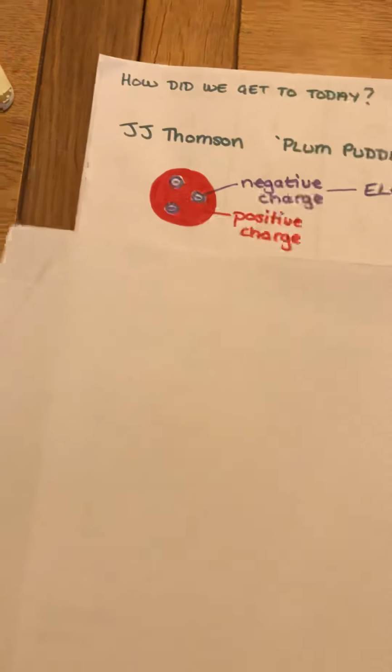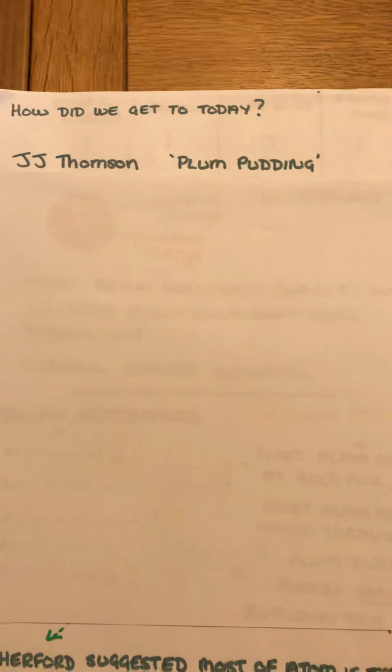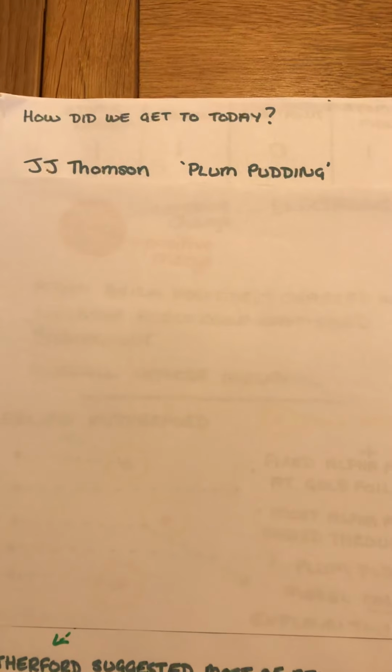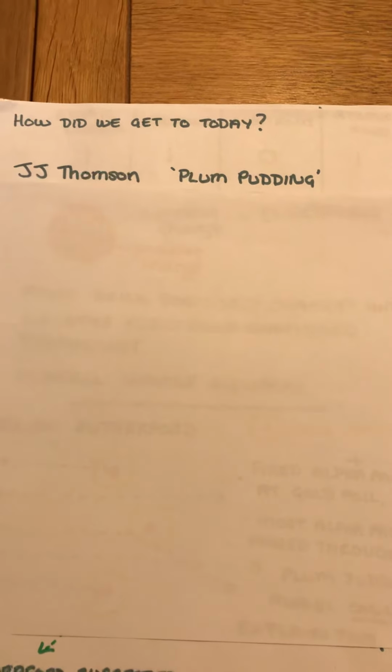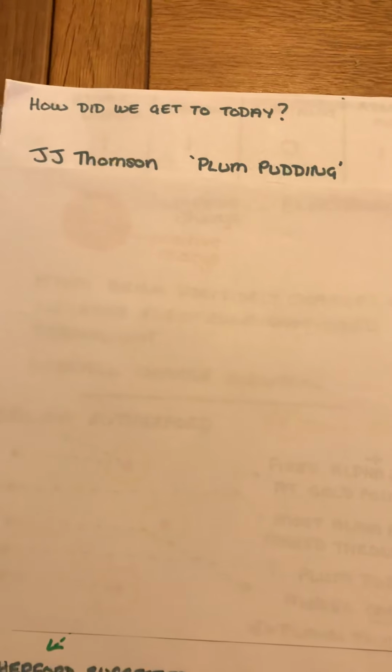Okay, so how did we get to this theory? As part of your GCSE syllabus, you need to know about two gentlemen. So the first one is a guy called Thomson. He was around in the 1800s, late 1800s. He was from Manchester originally, a pretty special individual.